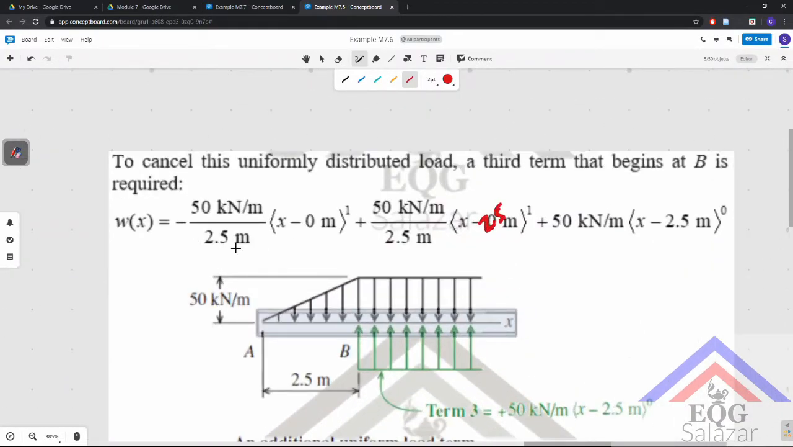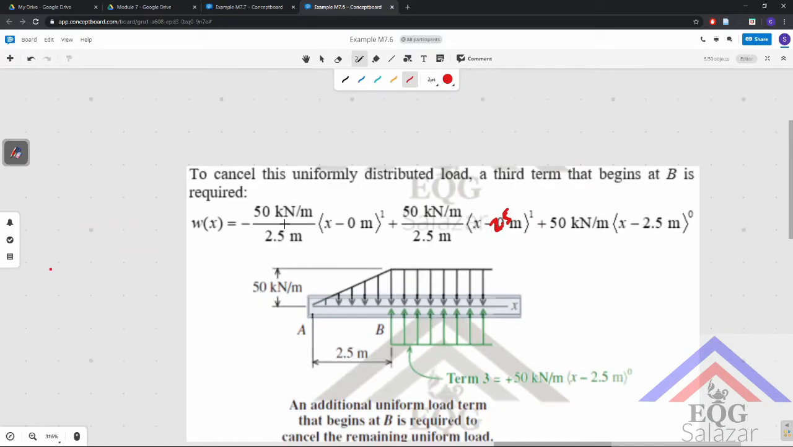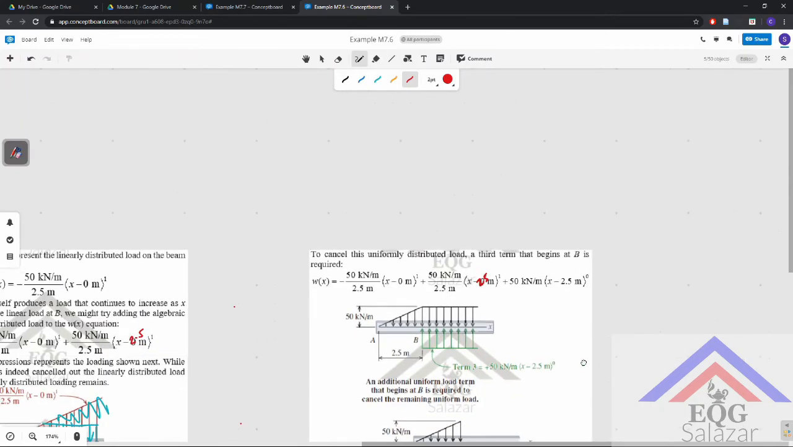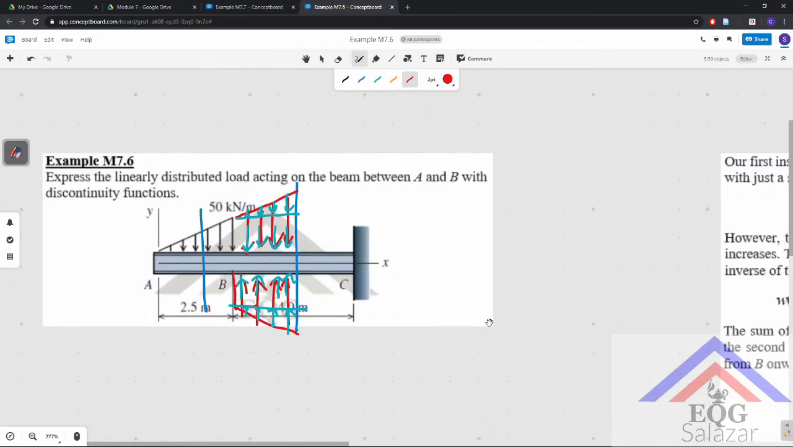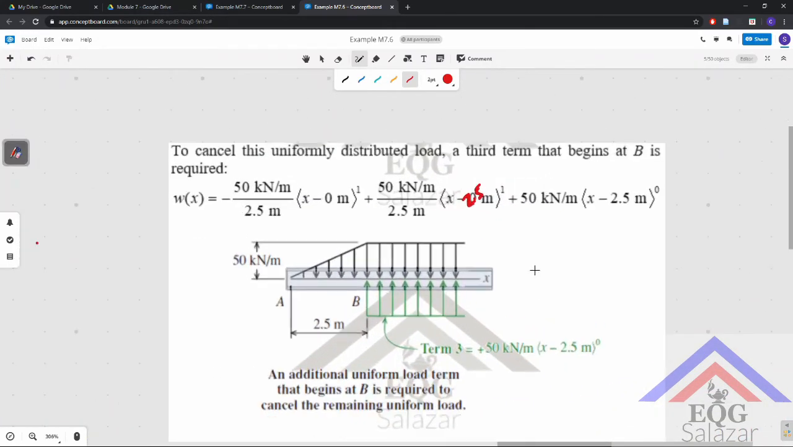Basically this is the expression for the loading diagram, and we see that this is negative 50, positive 50 over 2.5, positive 50 over 2.5, and positive 50. Again, this refers to the slope of the loading diagram. And this is the opposing loading, the slope of the opposing loading diagram. And this represents the rectangular load going upwards. So I hope that's clear.